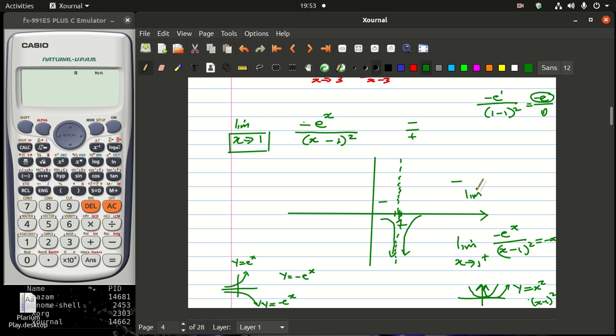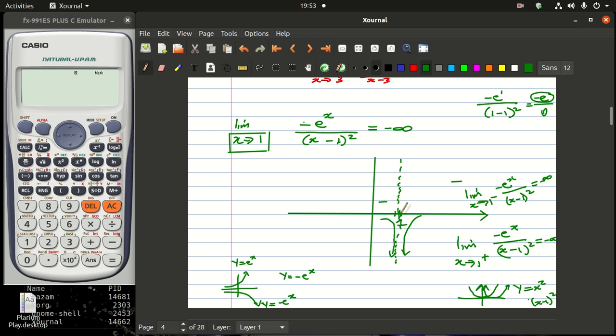So the limit as x approaches 1 from the left of minus e to the power x divided by (x minus 1) squared is equal to negative infinity, which means this limit is evaluating to negative infinity. Either way, you can analyze this as functions, or you can just plug in a value.